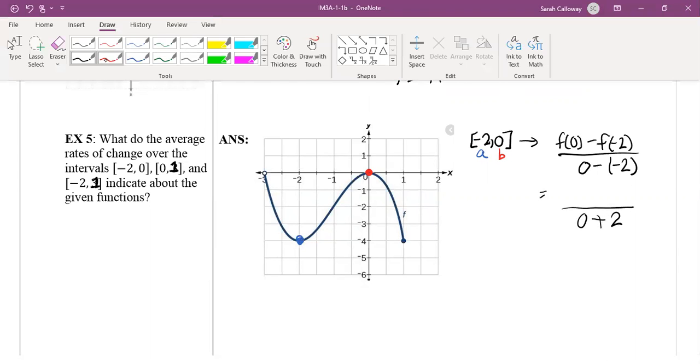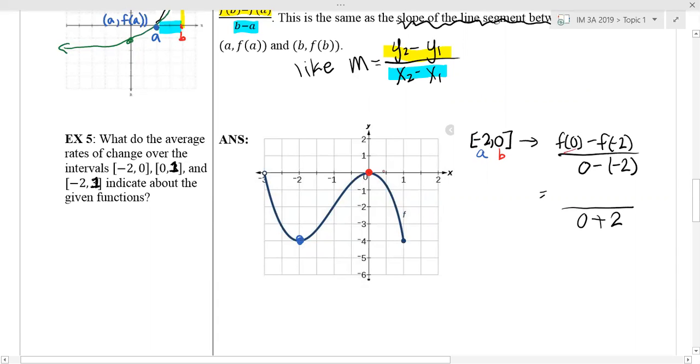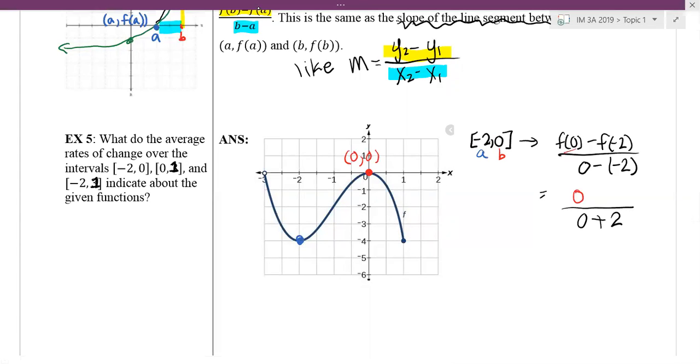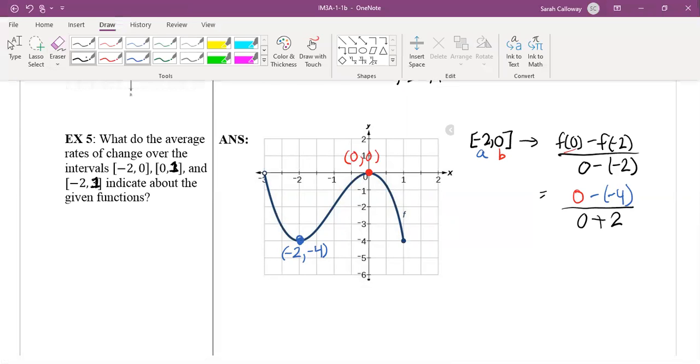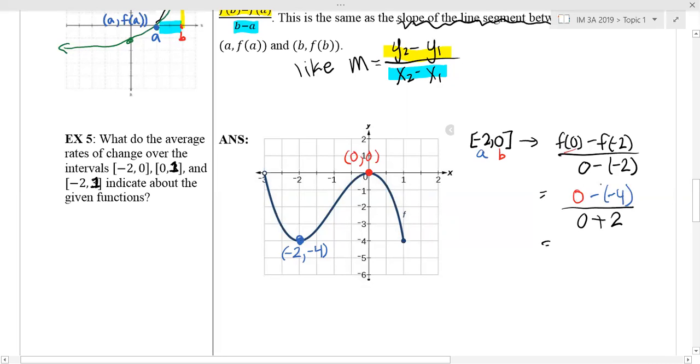And so what we want to find first is f of 0. So at our point B, the y-coordinate, right, this point is 0, 0. So the first 0 represents our x. We want our y, so we're going to plug a 0 in for that value. For point A, it's -2, -4. So that means that f of A is -4. So our numerator is going to be 0 minus -4. And so notice that that's going to give us 0 plus 4. So this turns into 4 over 2, which is equal to 2.